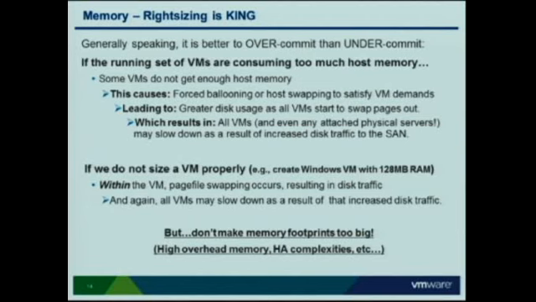The opposite is also true: if we don't size a VM properly, if we give a VM too little RAM, say we give that Windows XP VM only 128 megabytes of RAM, which we know is not going to be enough, then within that VM we start to see in-VM page file swapping start to occur. And that also results in disk traffic. And again, we get the same slowdown. All of our VMs, even our attached physical servers, may slow down from that increased disk traffic.